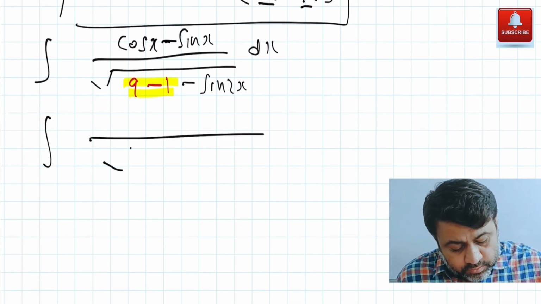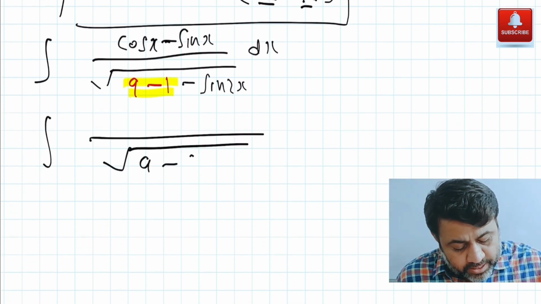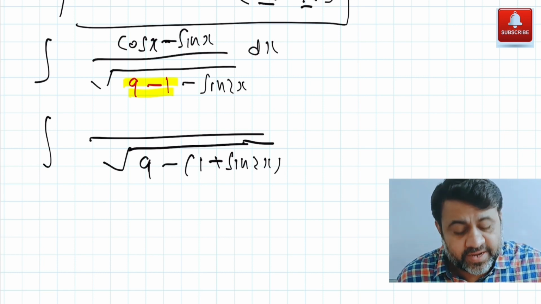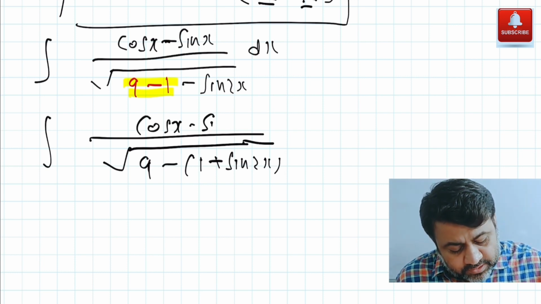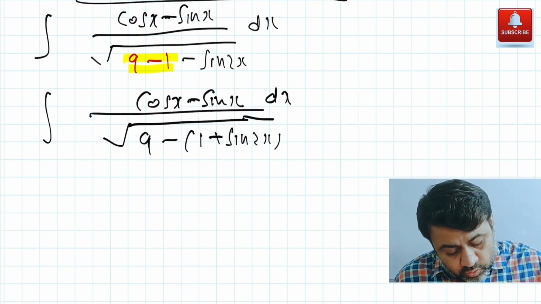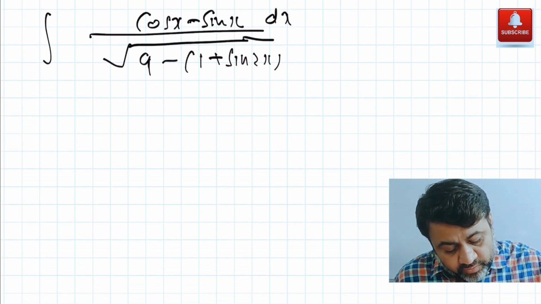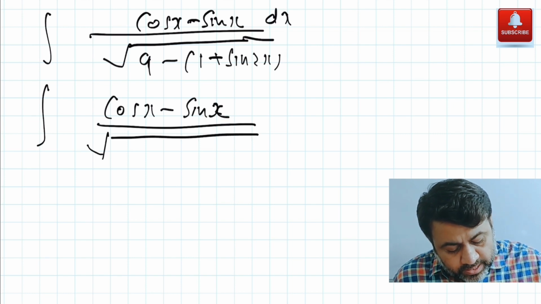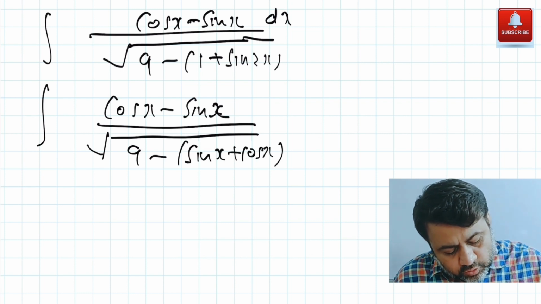So we have square root of 9, ब्रैकेट के अंदर मैंने लिख दिया 1 plus sin 2x, because I am going to use the formula for 1 plus sin 2x, right? Numerator still as it is, cos x minus sin x dx. So what we do here, I am now going to write the value of 1 plus sin 2x. What is the value of 1 plus sin 2x? We have discussed this. That can be written as sin x plus cos x the whole square.